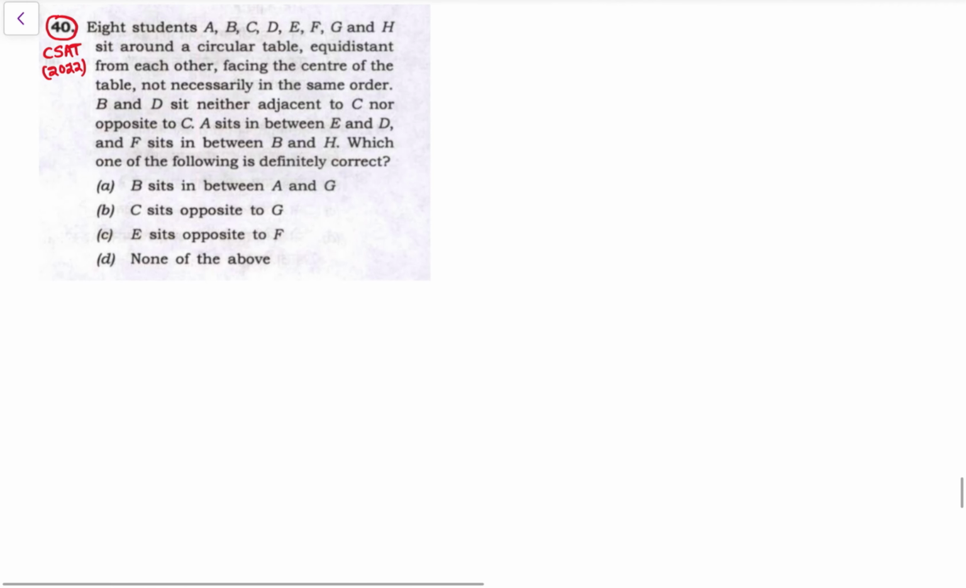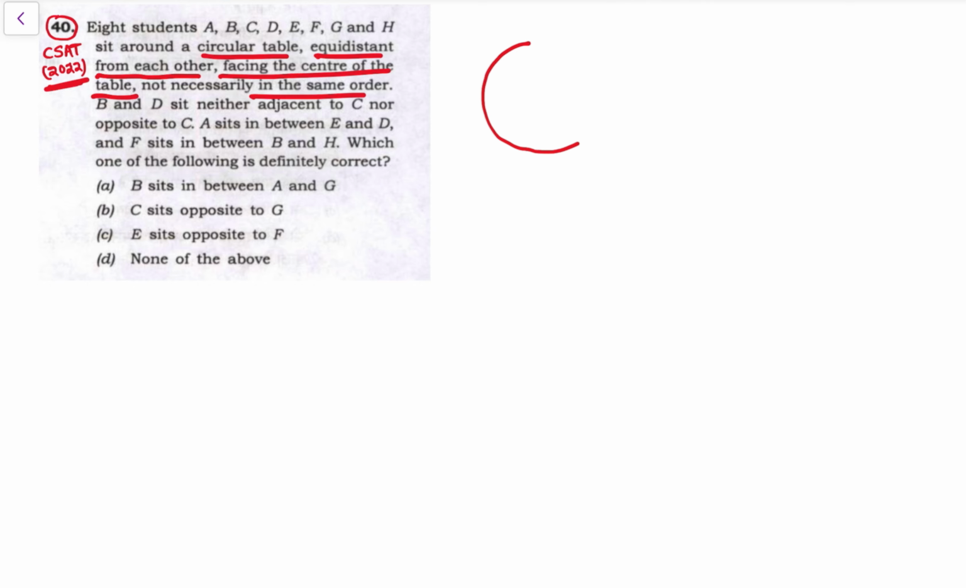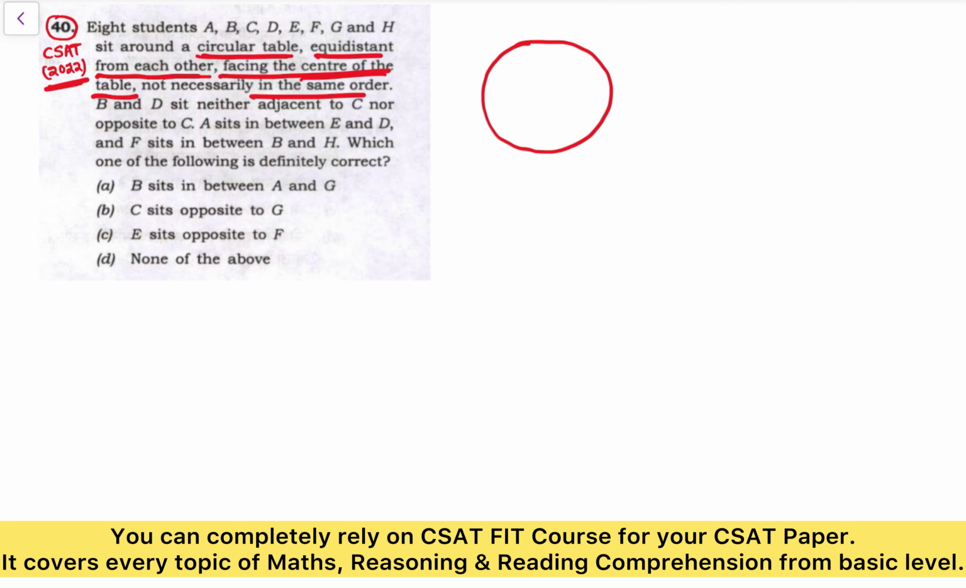See, this is a question asked in the CSAT paper 2022. 8 students A, B, C, D, E, F, G and H sit around a circular table equidistant from each other, facing the center of the table, not necessarily in the same order. See, 8 students sit around a circular table equidistant from each other facing the center of the table.